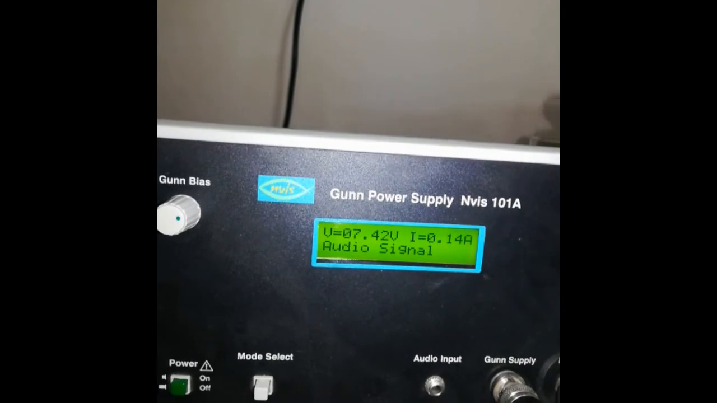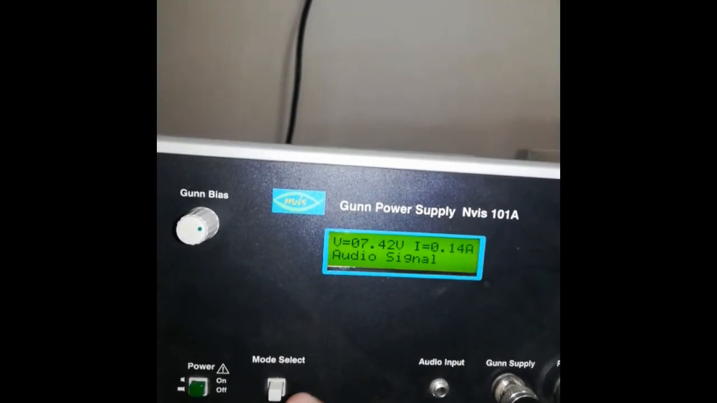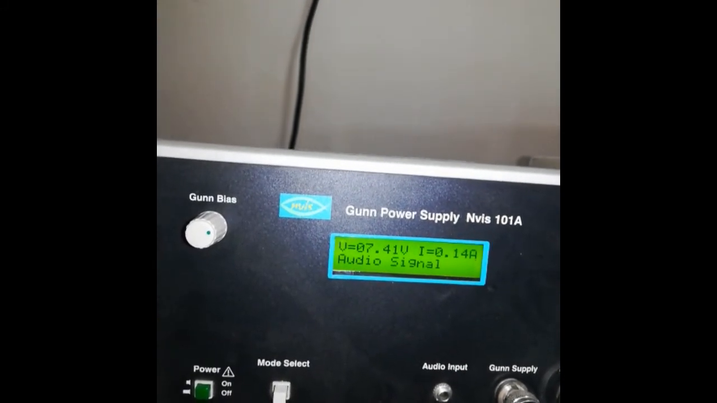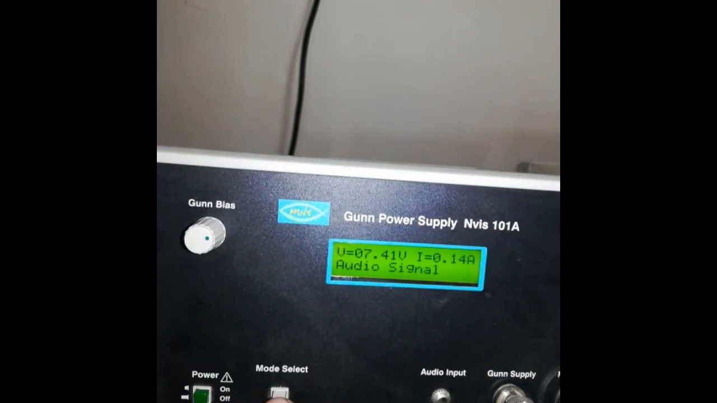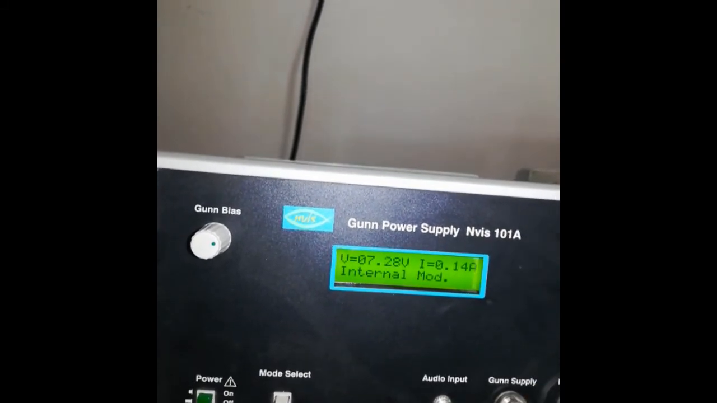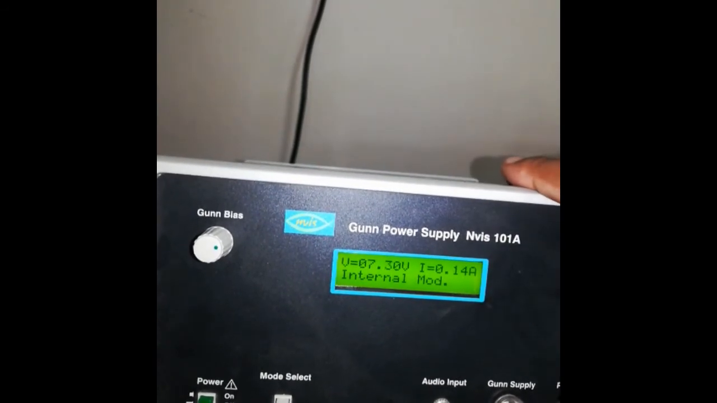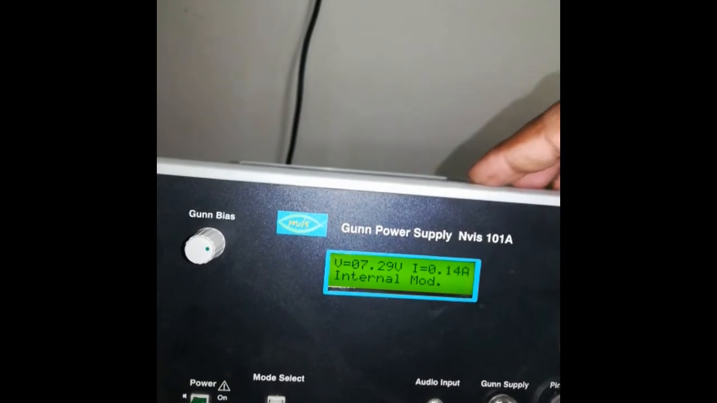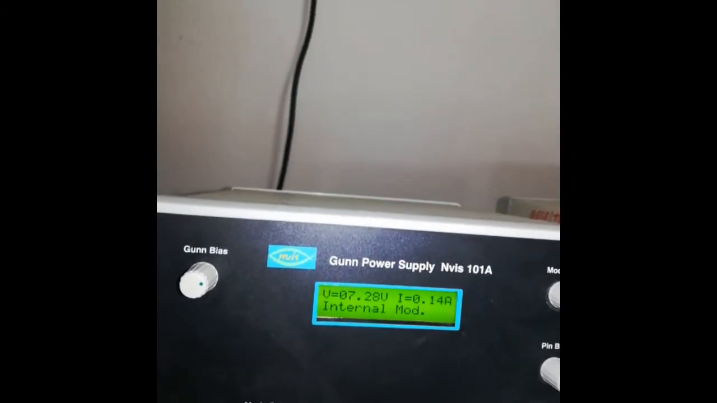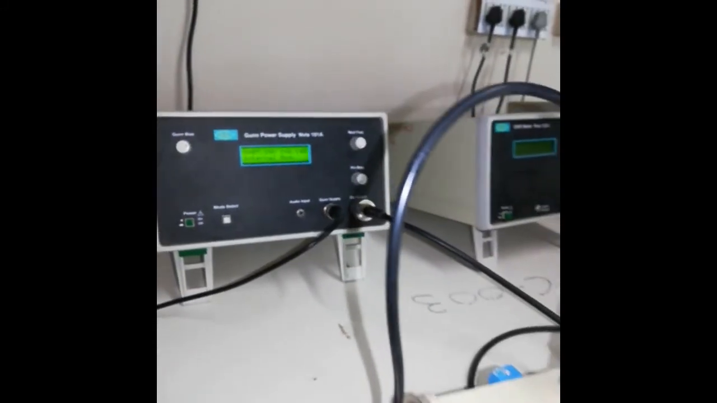Once it is set, the second thing is we have to select the mode. Now there are 4 different modes we have already seen. There is audio signal, then continuous wave mode, then we are having PC mode, audio mode, and internal mode. In internal mode, this gun power supply will generate an internally generated rectangular waveform, and this waveform will be transmitted. This will be given to the pin modulator, and the pin modulator will modulate and it will transmit.